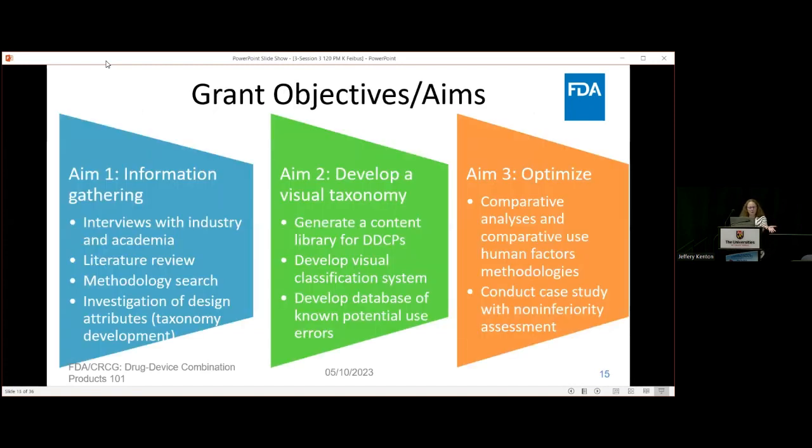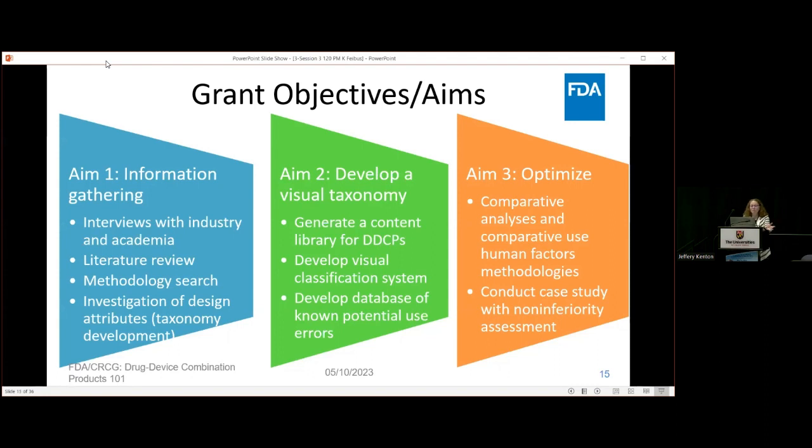So the aims of their project, they started off with information gathering. They really wanted to understand the landscape. They conducted interviews with industry and academia experts in this comparative human factors area, or folks who have had experience doing it in their job. They conducted a literature review, as well as looking at various methodologies that have been used in the comparative human factors space. And they wanted to investigate different kinds of design attributes and whether there were any taxonomies or models that were already out there that they could build upon.